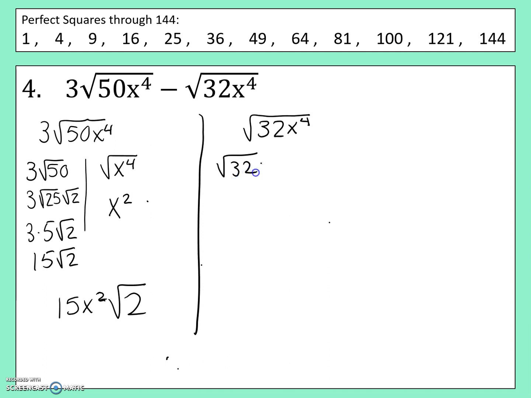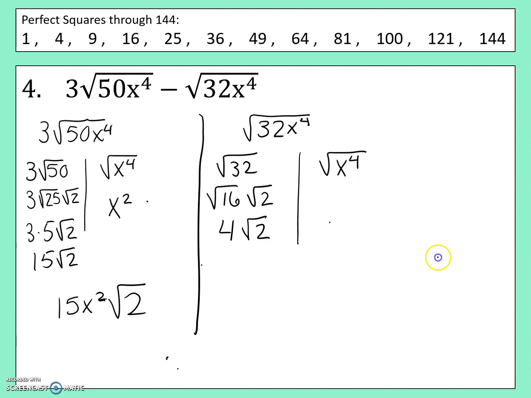Let's do the 32, and then we'll do the x to the 4th over here. Biggest perfect square that goes into 32 is 16, so it's 16 and 2, which becomes 4√2. The square root of x to the 4th is x squared. So putting this one together, we have 4x squared √2.